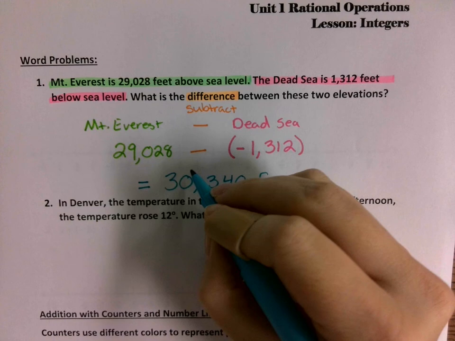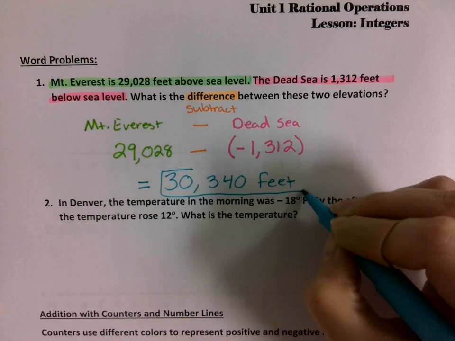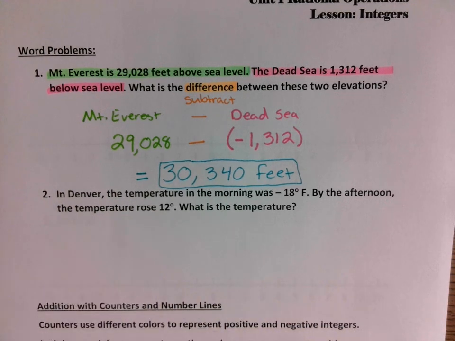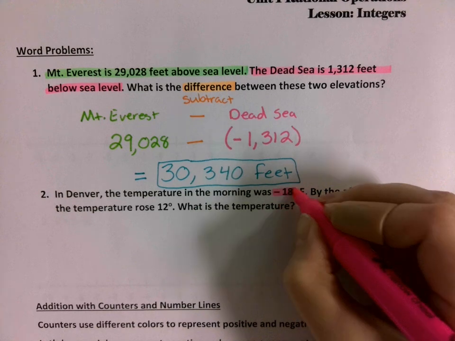Okay. In Denver, the temperature in the morning was negative 18 degrees. By the afternoon, the temperature rose 12 degrees. What is the temperature now? Okay, so we're starting at the morning with negative 18 degrees. So I'm going to go ahead and highlight that in pink. That's my negative. So I'm starting at negative 18.